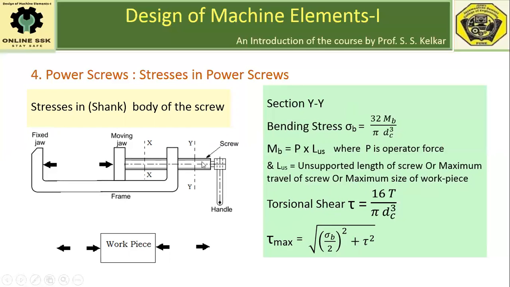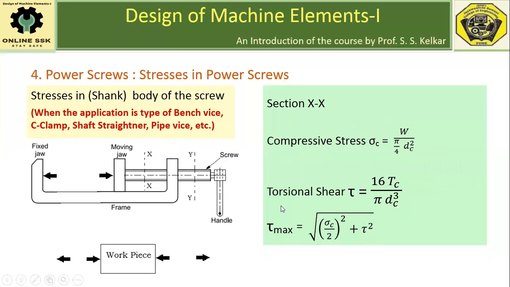Screws are generally made of ductile material, and for ductile material, the maximum shear stress theory is the most suitable theory. Therefore, we employ the maximum shear stress theory for calculating the resultant or equivalent stress of these two different types of stresses, bending stress and torsional shear. So the maximum shear stress developed inside this portion of the screw, or inside section YY, will be given by the square root of (sigma B upon 2) square plus tau square, where sigma B is the bending stress. This is the maximum shear stress developed inside section YY.